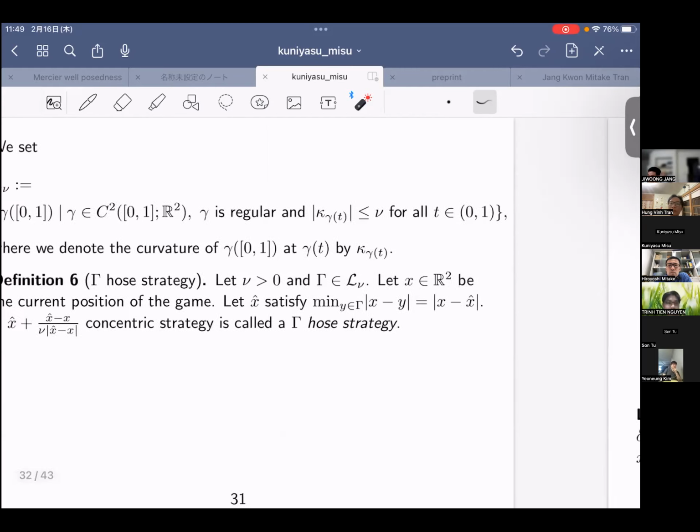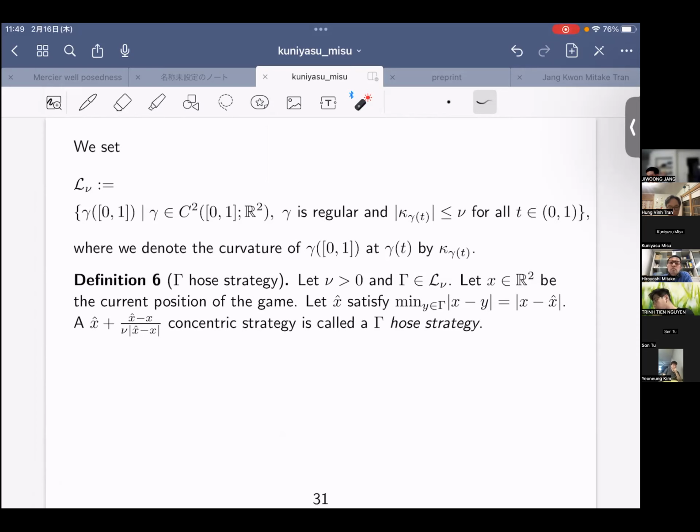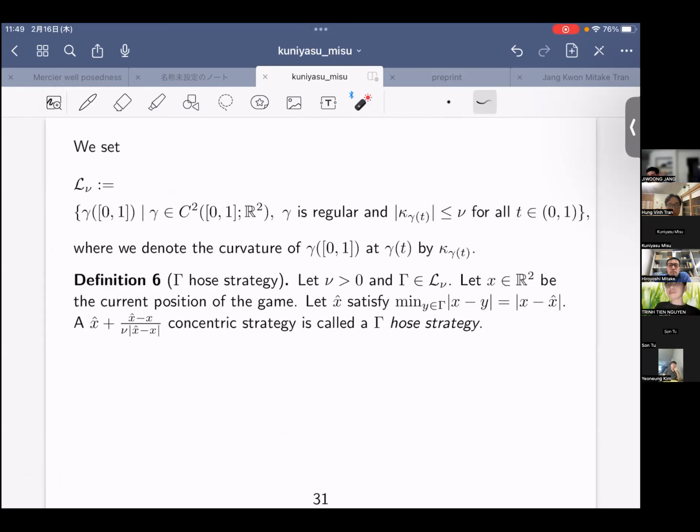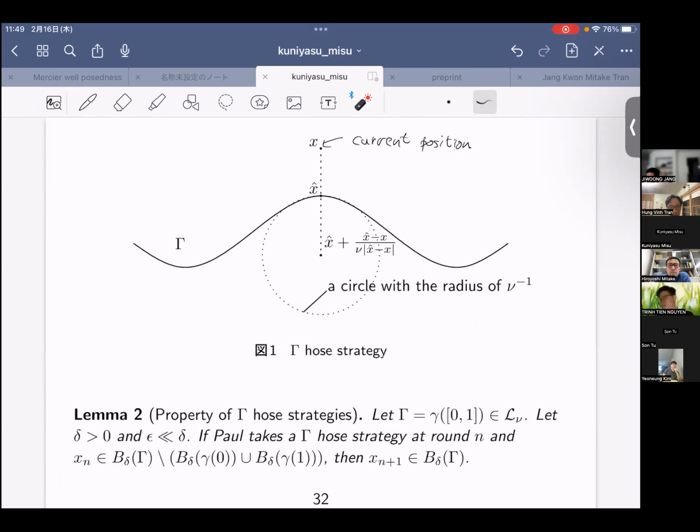The X hat is the minimizer of this one, and draw a circle touching this X hat, and take a concentric strategy around this point. By doing so, we can control the game trajectories as written.